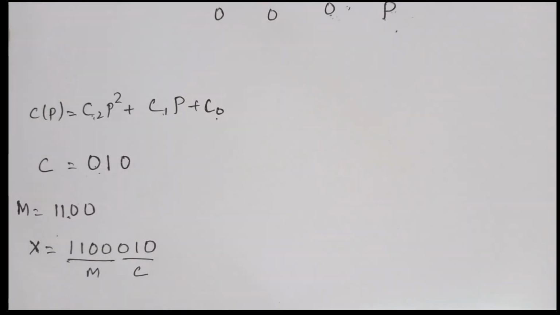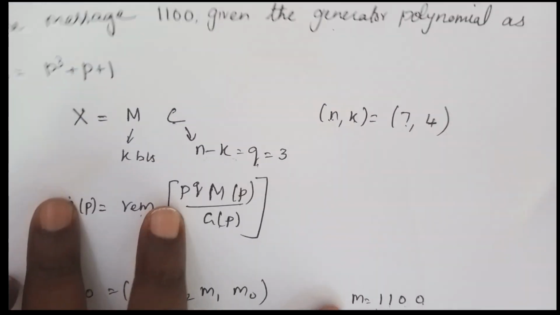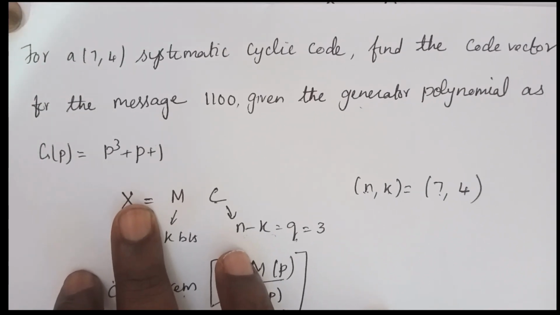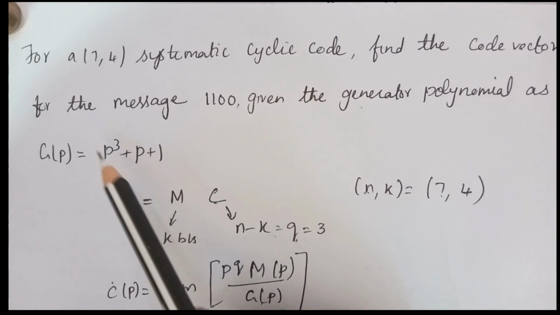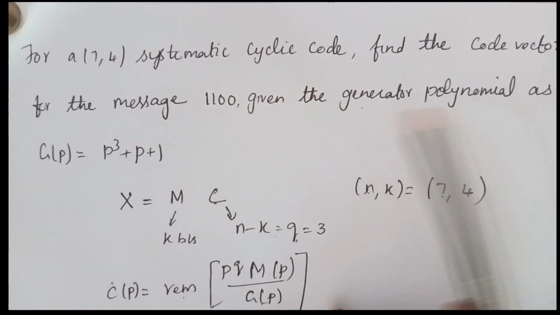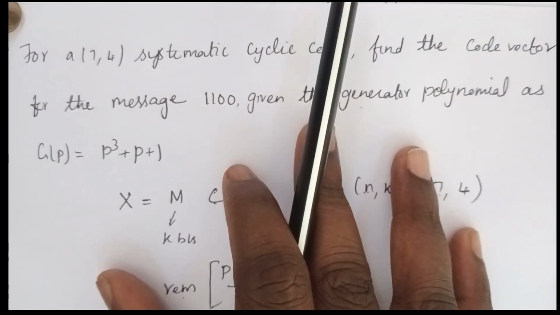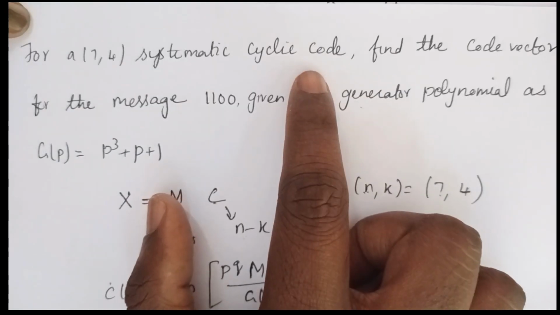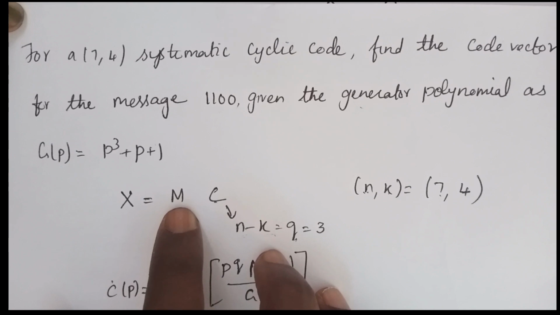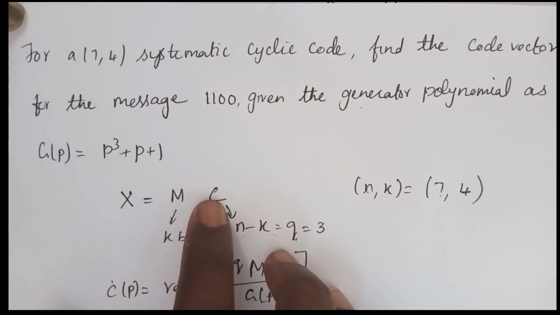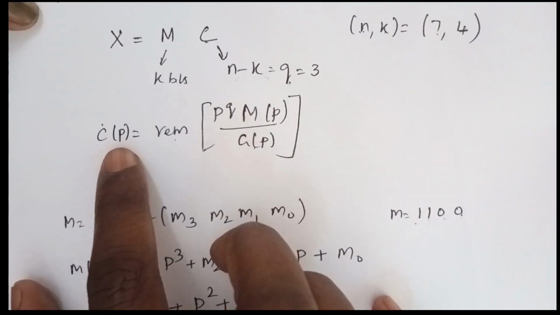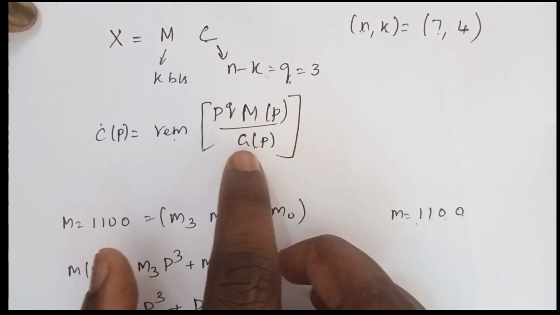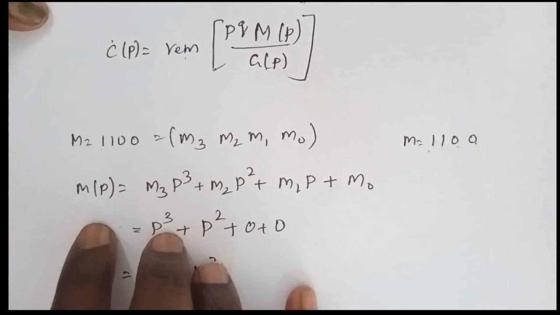Okay, so let me revise once. The question is, for a 7,4 systematic cyclic code, find the code vector for the message 1100 given the generator polynomial p cube plus p plus 1. Okay, so we should know the formula. For this we have the generator polynomial. To find the code vector, we should know the code vector is nothing but the combination of message plus check bits. So if you want to know the check bits, you should know the check bits polynomial, and the formula for finding this check bits polynomial is the remainder of p power q MP by GP. MP is nothing but the message polynomial. So given the message, we can find the message polynomial.